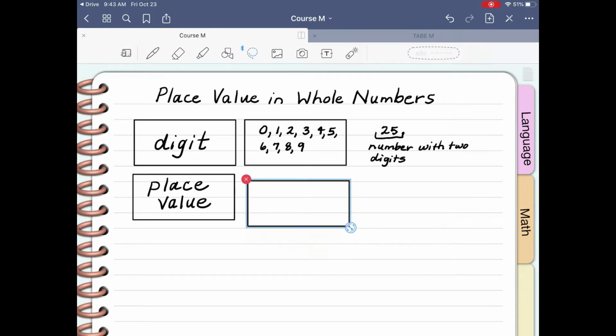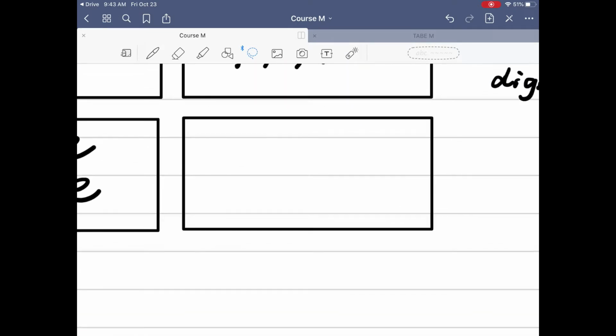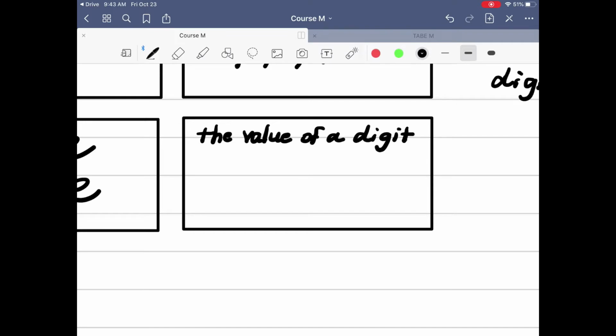Okay, place value. And that's what we're studying in this lesson. So on the back of your place value card, here is the definition. Place value is the value of a digit based on its position in a number.